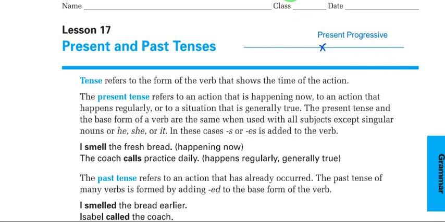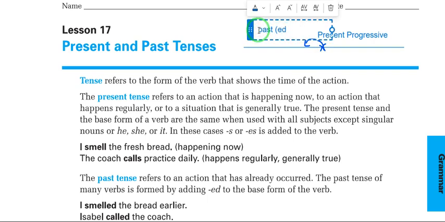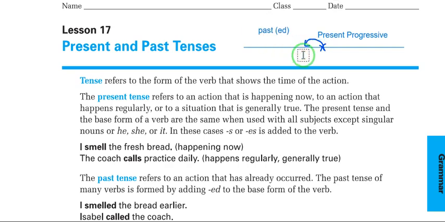ing. Now, all what happened before this exact minute is in the past. It's in the past. And we form the past by adding ed, sometimes d if it ends already in e, or ied when we change the y preceded by a consonant into i, and then we add ed.